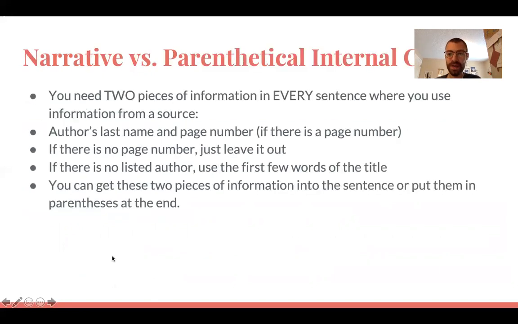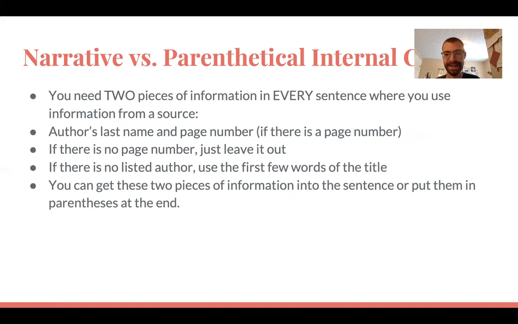There are two ways to do internal citations, narrative and parenthetical. The crucial thing to remember is that you need to get two pieces of information in every sentence where you use information from a source. One piece is the author's last name, and the other is the page number, if there is a page number. If you have an online source without a page number, you just leave it out.